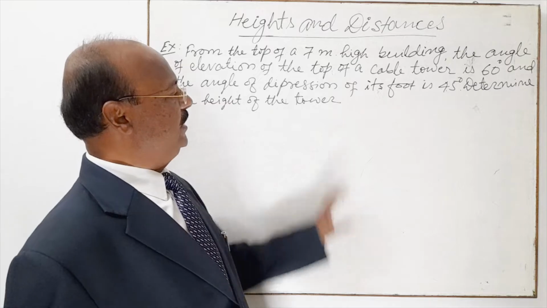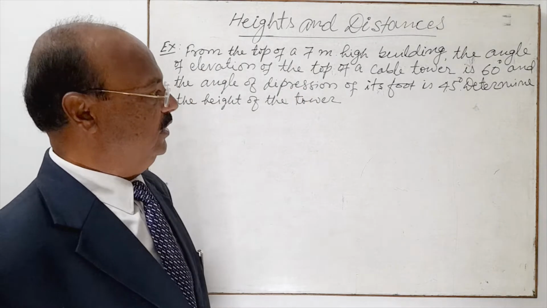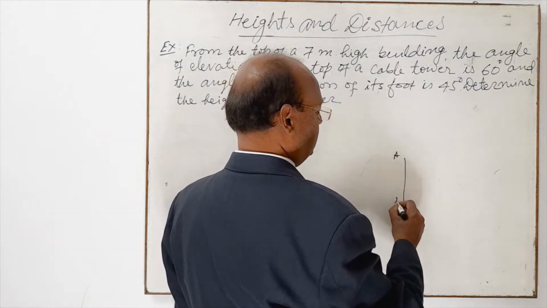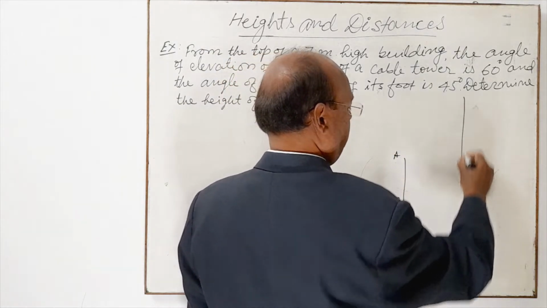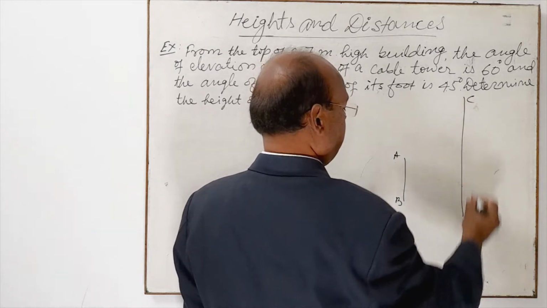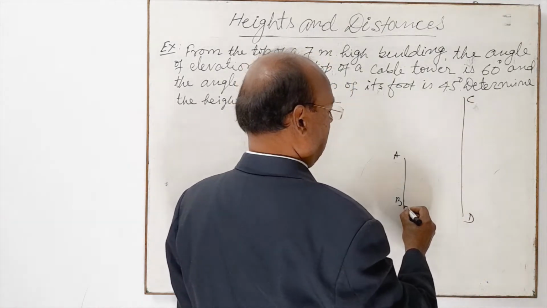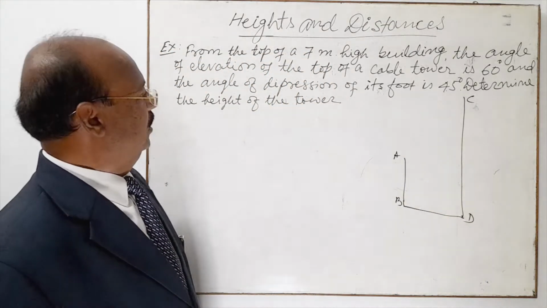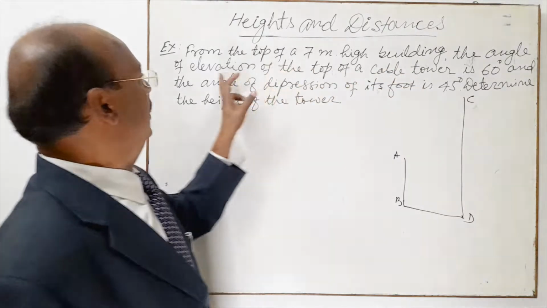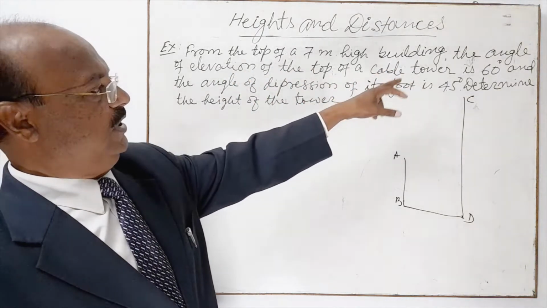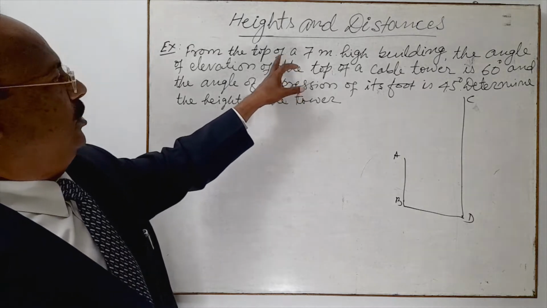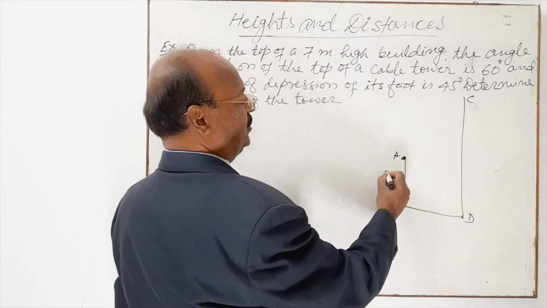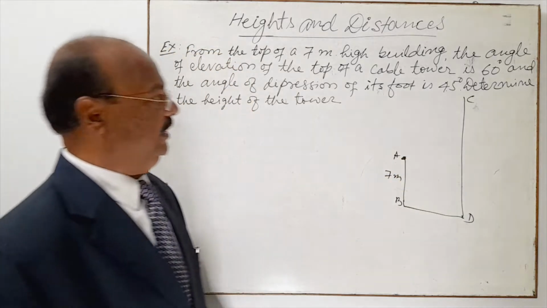So first of all, we'll make it clear with the help of a simple diagram. Suppose AB is the building here and CD is a cable tower, BD is ground. Now you see, the angle of elevation of the top of a cable tower is 60 degree from the top of the 7-meter high building. This is the top of the 7-meter high building AB.